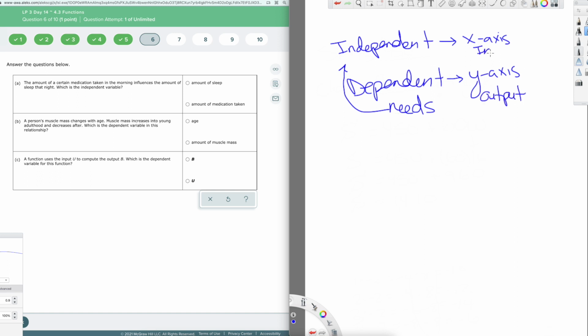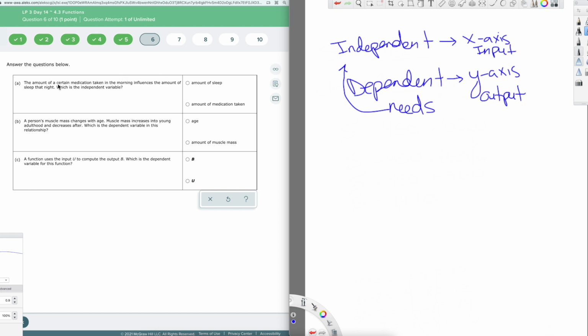And sometimes these can be a little bit difficult to separate out because you have to think about what it is they're actually asking you. Because sometimes we look at them in a little different way than what the problem is presenting them to us. So we need to make sure we're specifically looking at what they're asking.